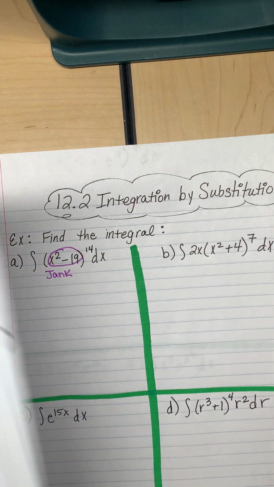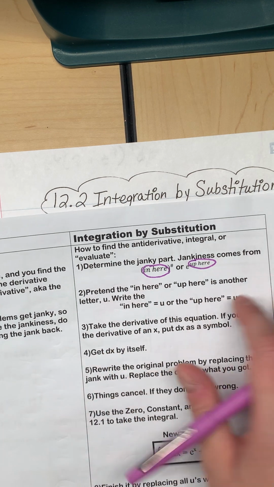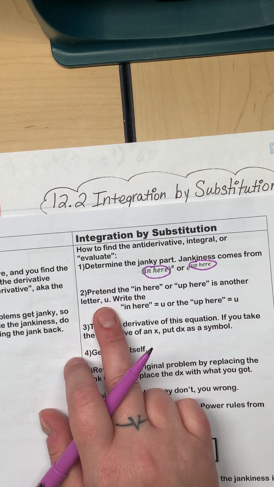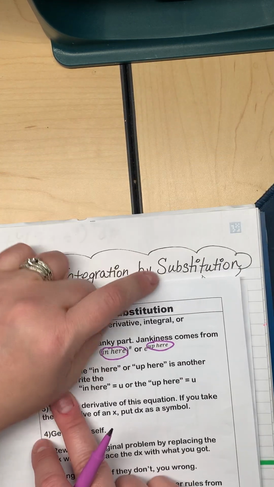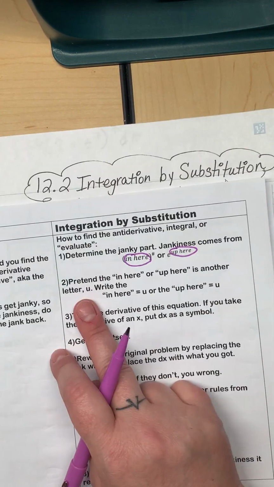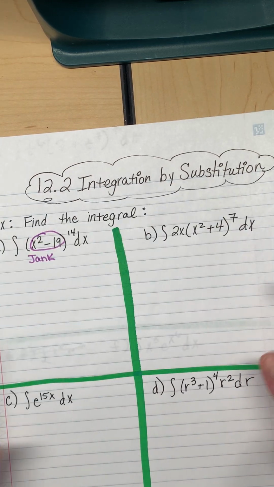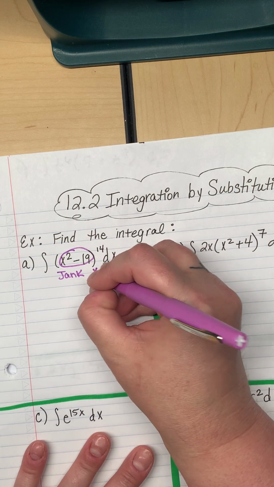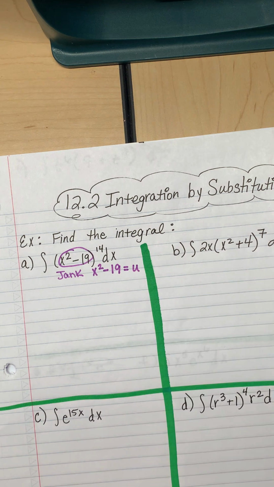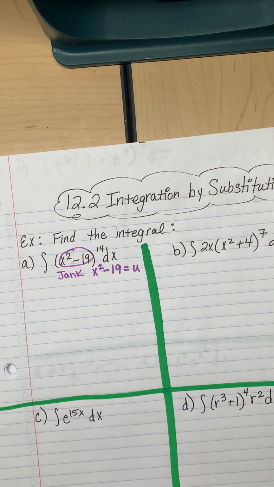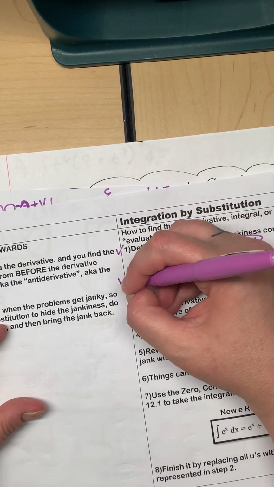Okay, so second step, it says pretend that in here or up here, whatever, is another letter U. I don't know why we use U. I think it's because sub has a U in it. Okay, anyway, write the in here or the up here or whatever equals to U. Okay, so we're going to say this x squared minus 19 is going to be equal to a different letter, U. Just trust me.